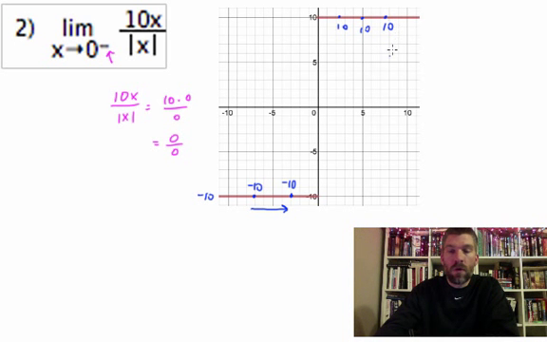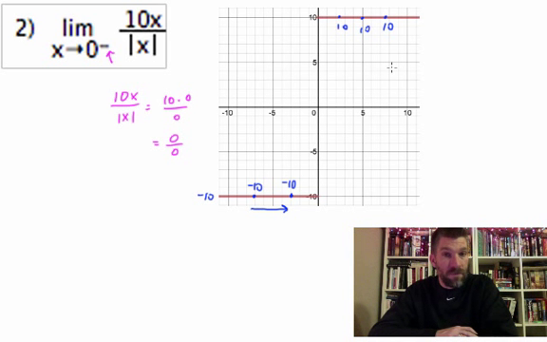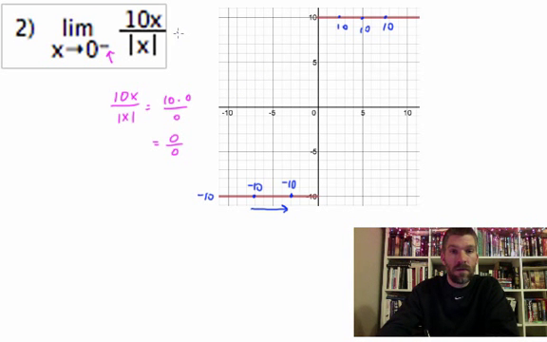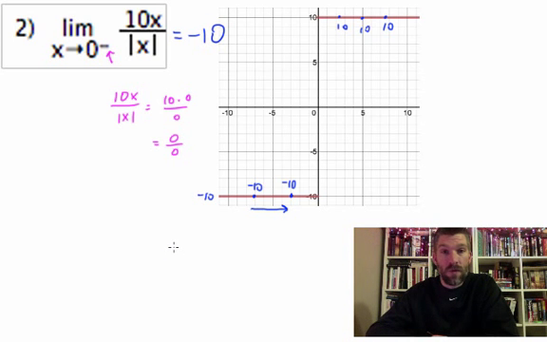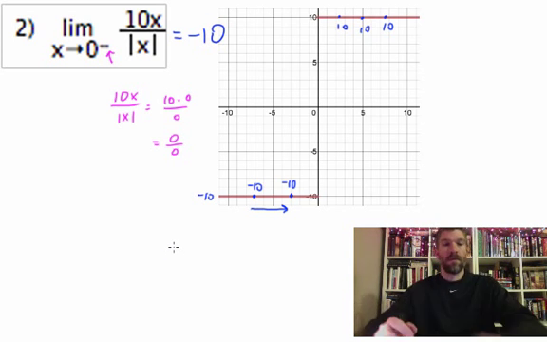So the question remains, what value of y am I approaching from the left? As you'll look, everything on the left-hand side of the origin is all negative 10. So in this case, our limit is negative 10. And that's it. That's all you got to worry about for this particular problem.